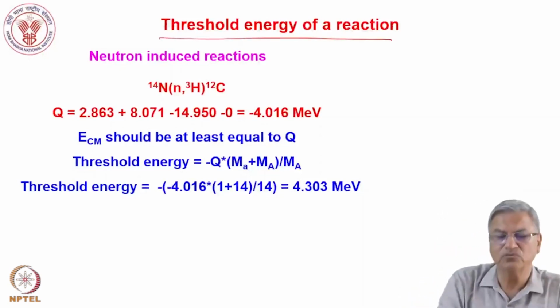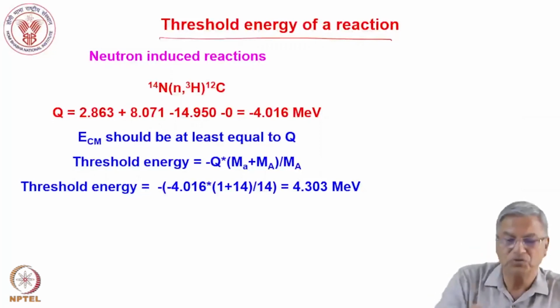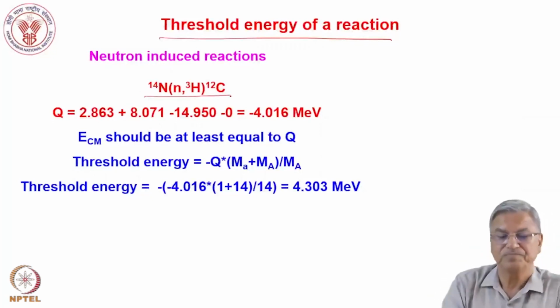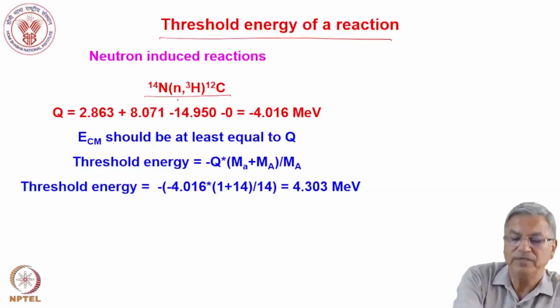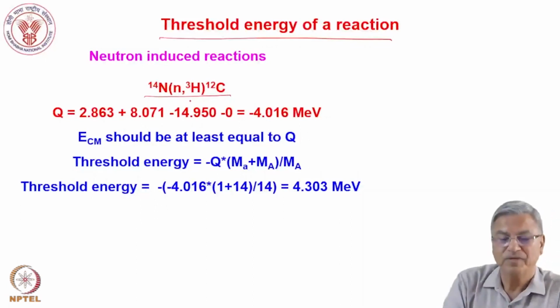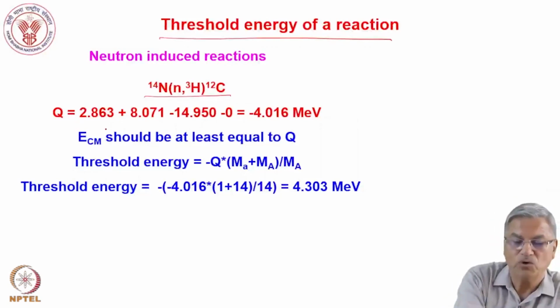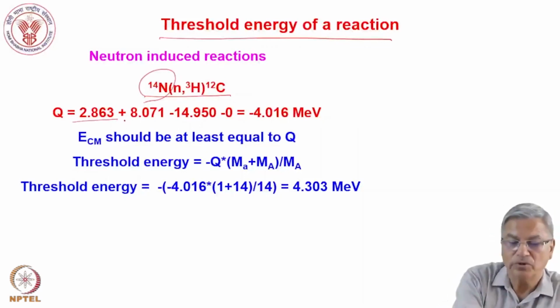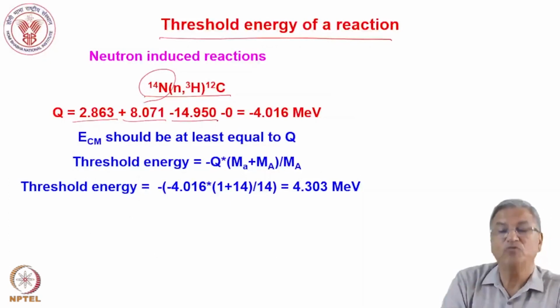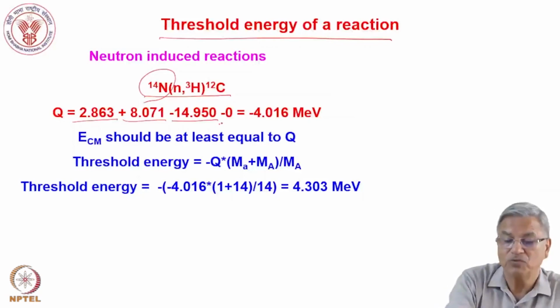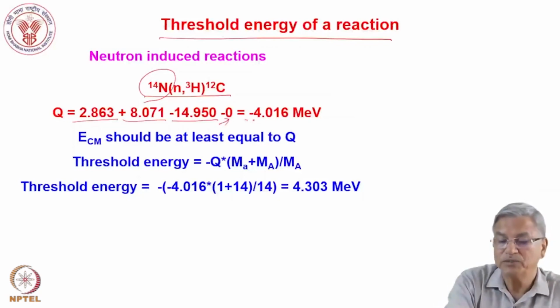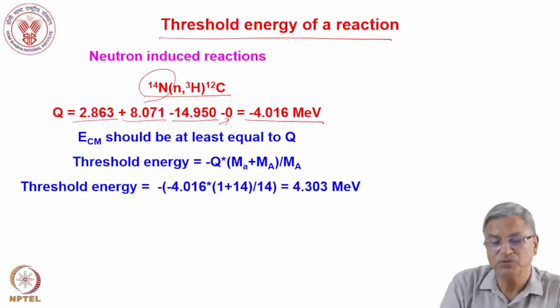So let us consider a nuclear reaction induced by neutrons which has a negative Q value. So here, nitrogen 14, n, tritium, carbon 12. Let us calculate the Q value of this reaction. Q value will be the mass of nitrogen 2.863, mass of neutron 8.071, mass of tritium minus 14.950, and the mass of carbon 12 is 0. So that becomes minus 4.016 MeV. So this is a negative Q value reaction, meaning it is endoergic.